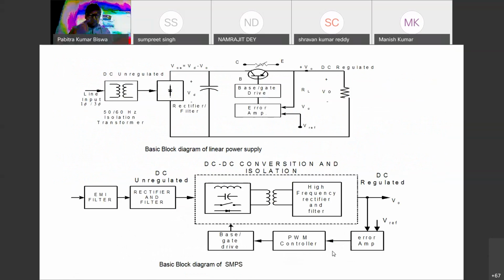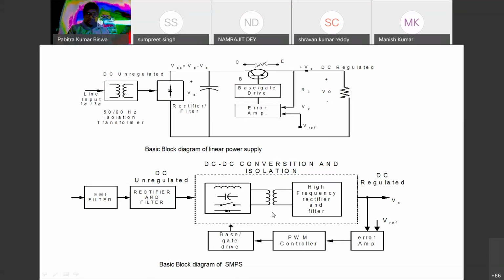This is the block diagram of a linear power supply. This is unregulated, with a diode rectifier and the capacitor. This filter, or electrolytic capacitor, you also have to use. Then the base drive and error amplifier, and the regulated DC we get here.